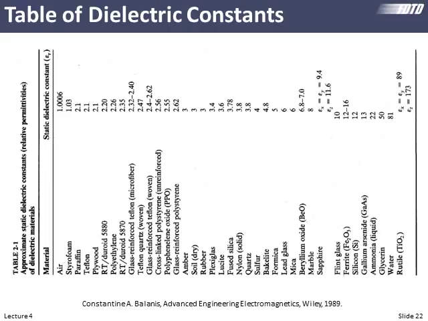Here's a table of dielectric constants to give you a feel for the numbers. Air has a dielectric constant of 1. Your typical plastics have a dielectric constant of 2.5.